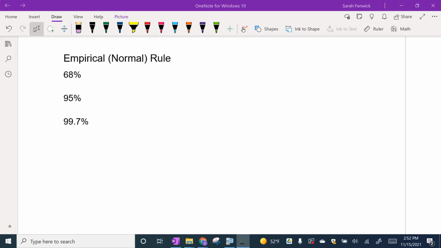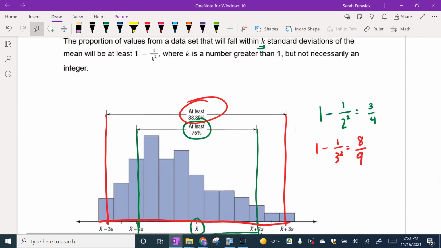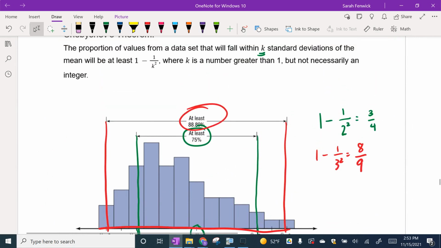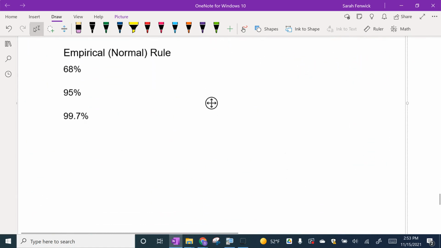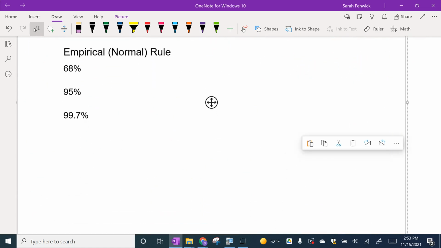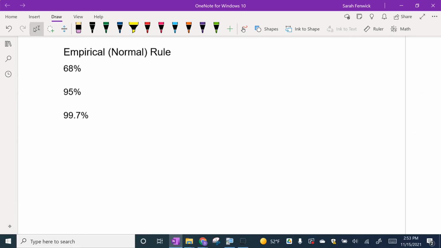Section 3.2, measures of variation for statistics, and we are now talking about the empirical or normal rule. Empirical rule is what you usually hear it called. We talked about Chebyshev's theorem, which we'll revisit real quick, where you can determine the approximate proportion of values that falls within a certain distance of the mean. Here, the empirical rule does the same thing, but very specifically for a normal or bell-shaped distribution.